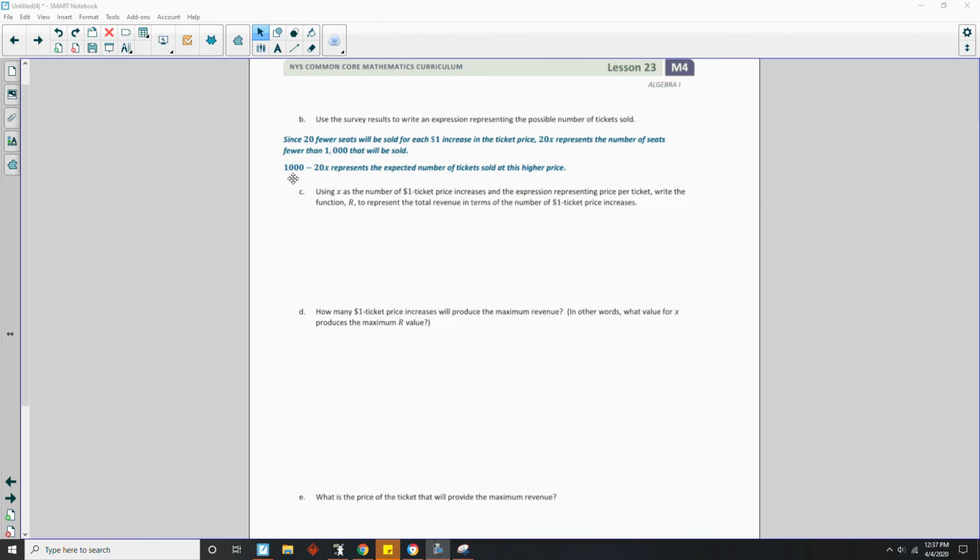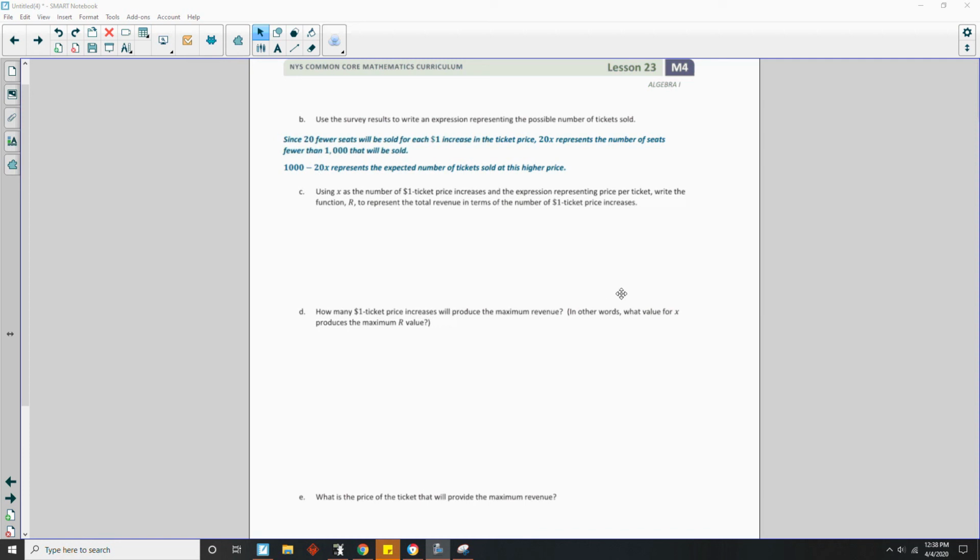Okay, so the equation will be 1,000 number of seats minus 20 times x, which is the $1 increase, representing the expected number of tickets sold at this higher price. So if we add a dollar, it'd be 1,000 minus 20 times that dollar, or 20, which would be 980. And if I increase the price $2, that'd be 1,000 minus 2 times 20, which is 40, or 960, and so on. Okay.